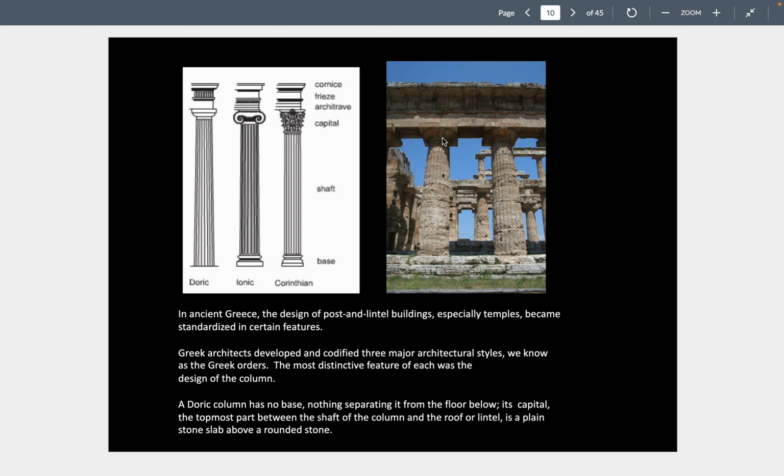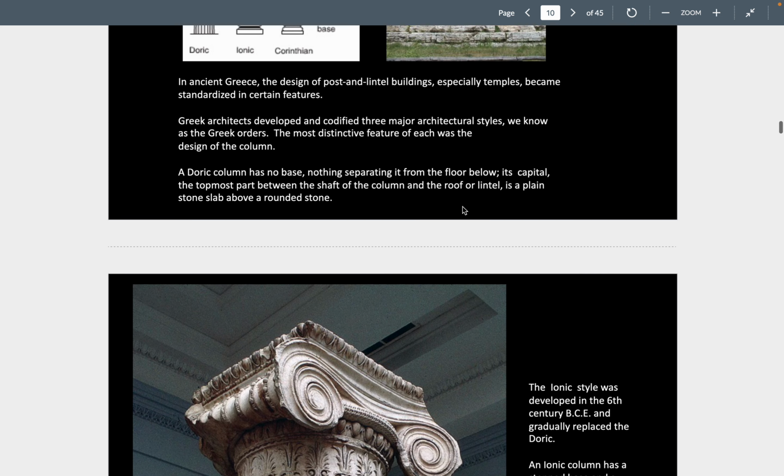We also find in these columns that there is an illusion to make the columns look perfectly vertical, that they get a little bit wider in the middle and they get a little bit thinner at the tops to make them appear to be perfectly vertical.